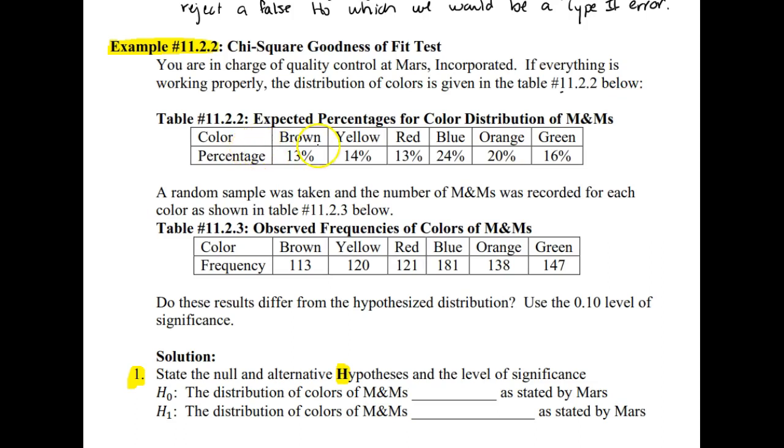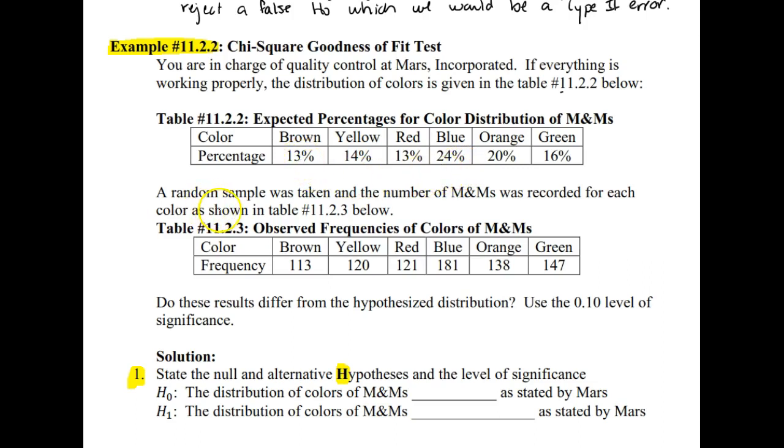Okay, so we've got colors brown, yellow, red, blue, orange, and green. And if everything is working correctly, the percentage in each category would be 13%, 14%, 13%, 24%, 20%, and 16%. So we notice that they are not producing an equal percentage of all colors of M&Ms. The packages of M&Ms have a lot more blue ones, or at least they're supposed to if things are going correctly, than brown ones.